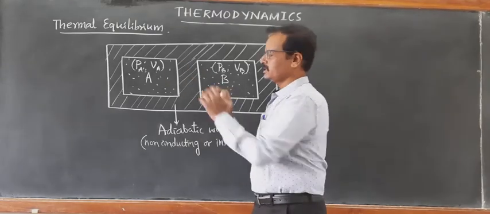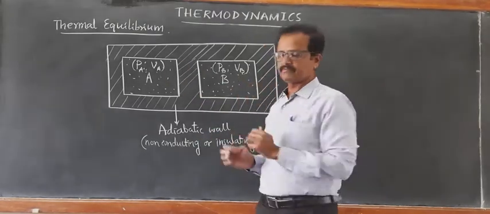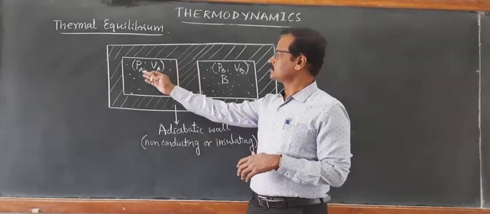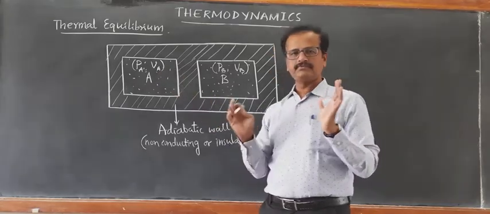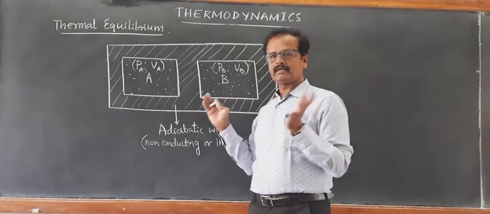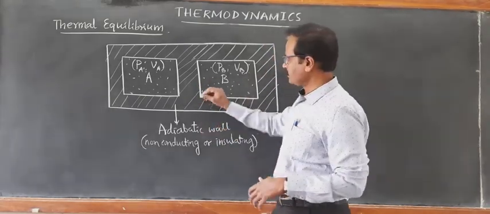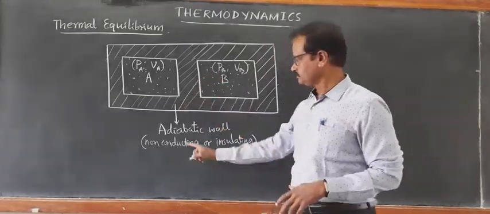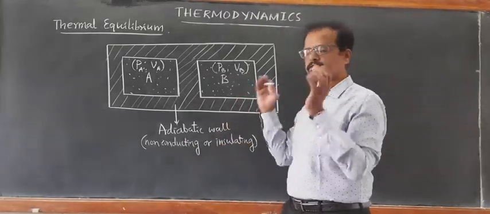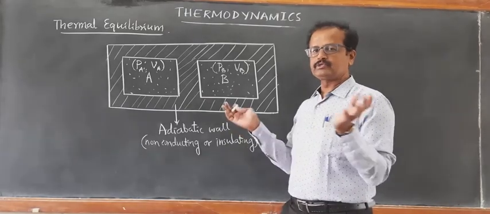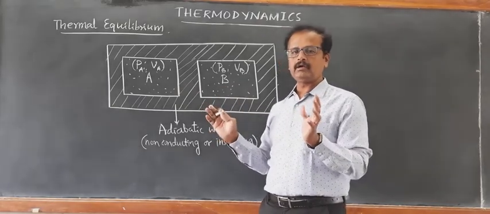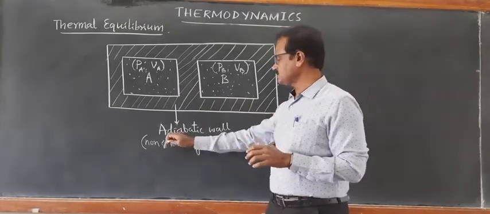A is one container of gas, B is another container of gas, and these gases A and B have pressure and volume values PA and VA for system A, PB and VB for system B. They are kept close to each other, separated by a non-conducting wall. It is called an adiabatic wall, or insulating wall, where there is no transfer of heat from one system to another system. So a non-conducting or insulating wall is also called an adiabatic wall.